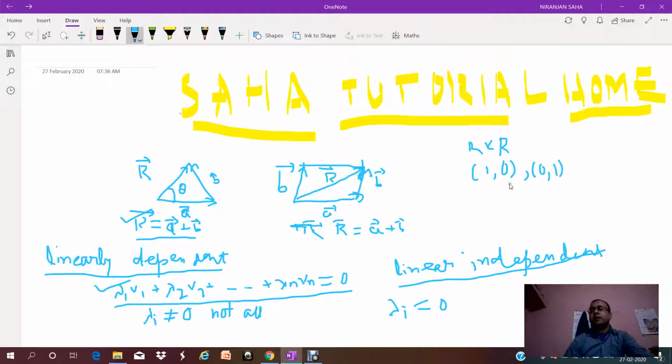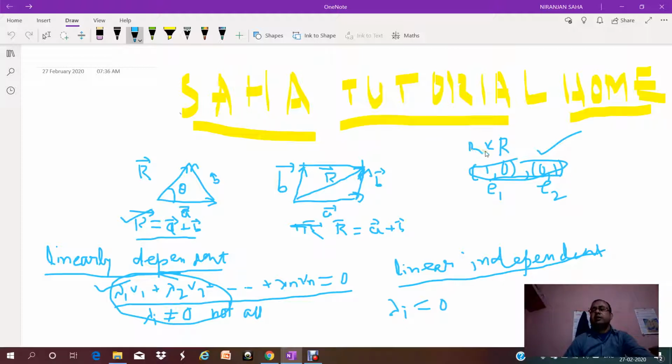These basis vectors are also linearly independent. You can very easily verify this by putting in scalars. I'm not going to prove this, but you can very easily prove that these are linearly independent. By any equation, you cannot make them dependent. These are denoted by e1 and e2, and these are the linearly independent vectors.